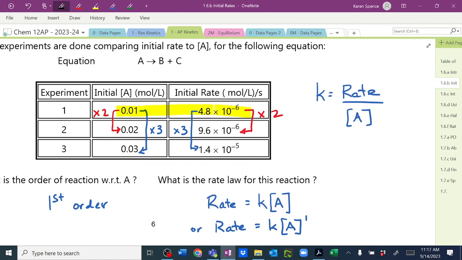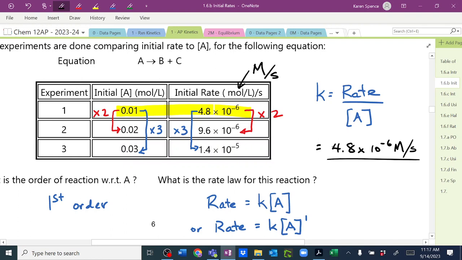So we have 4.8 times 10 to the negative 6. And I have to be honest with you, when I do the math, I like to write molarity as molar because there's less things. Moles per liter is just more wordy. So I like to write molar per second. You can write moles per liter per second, but I find this just makes my life easier.